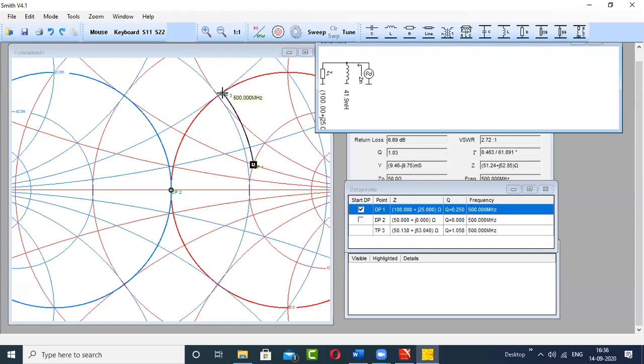Now from this point, I will move to the center of the Smith chart. This time I'm moving on this impedance chart and red circle, but in anti-clockwise. So once again anti-clockwise, but this time impedance chart. So series C is required. I will click on this C and I will click at the center of the Smith chart, but that is my destination point.